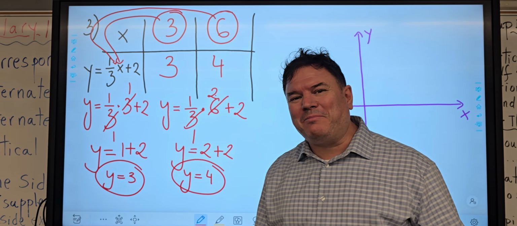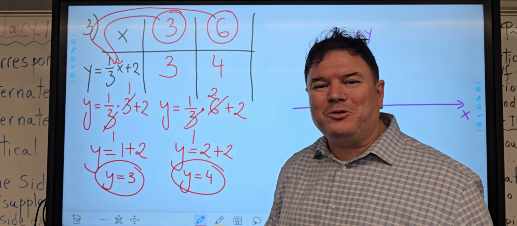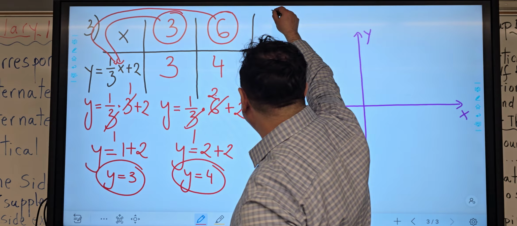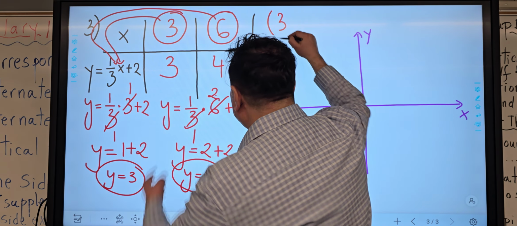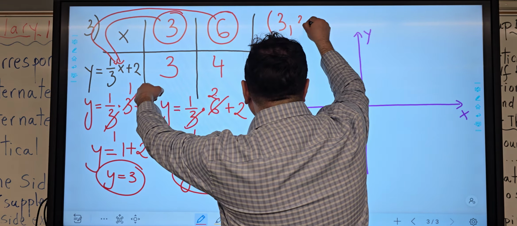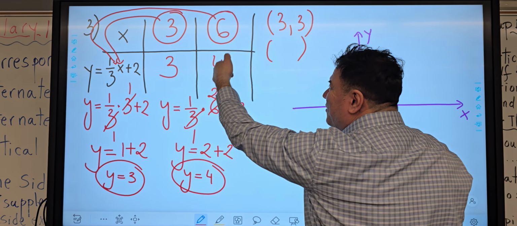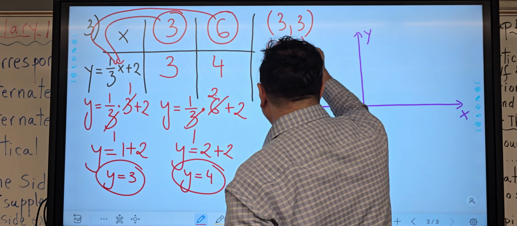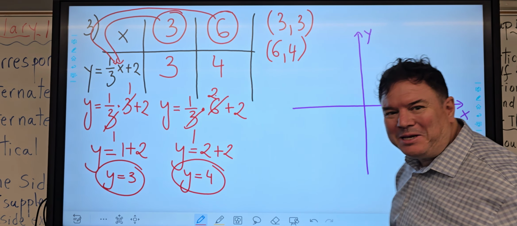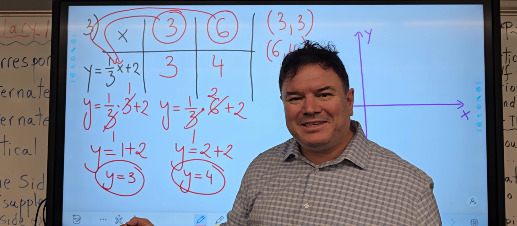Please remember the next step. Once we complete the table, now we have to create the order pairs. Don't forget that. The first order pair is 3 and 3. When x equals 3, y is 3. And the second order pair, when x is 6, y is 4. And now, simply, we are going to plug those points into the graph and connect the dots.